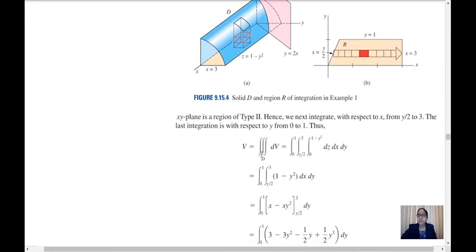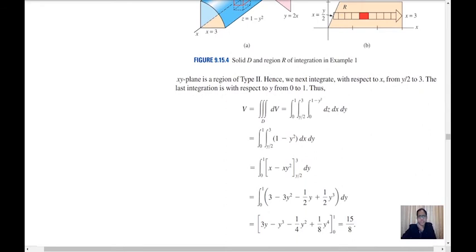Volume is nothing but the triple integral over D of dV. Here the constant one will be put in the last. So first will be dz, which varies from 0 to 1 minus y square. Then we'll have dx, where x varies from y by 2 to 3, and dy, where y varies from 0 to 1. Now we just have to integrate this. The integral of 1 dz is z itself, so we get 1 minus y square, times dx dy, with x from y by 2 to 3 and y from 0 to 1.